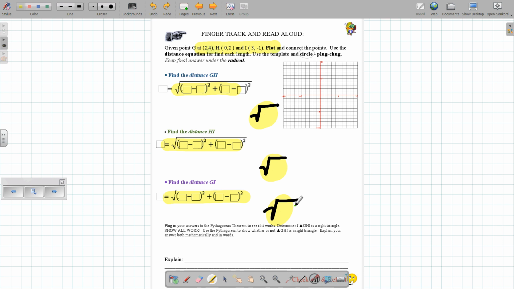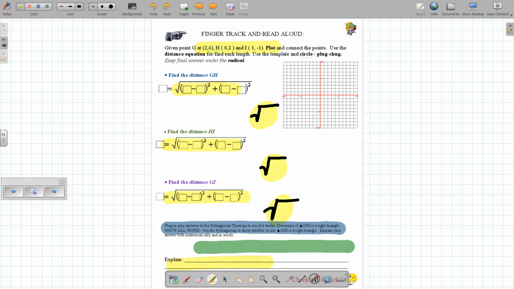Finish your work for the entire page. Then I want you to read this. There's some sort of computational work you're going to have to do here, and then summarize what you observe. Do this page in pencil, and then check your work.